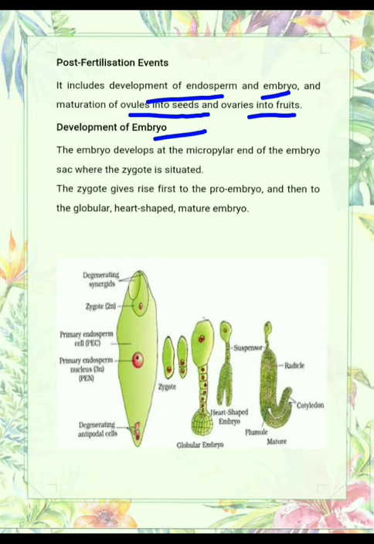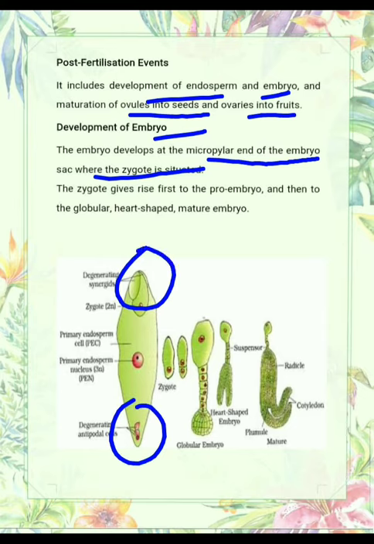Actually, the embryo develops at the micropylar end of the embryo sac where the zygote is situated. See in this diagram, this is the micropylar end, this is the chalazial end, and in this part, the primary endosperm nucleus and zygote are situated. So the development starts from the micropylar end. The zygote first gives rise to the proembryo and then to the globular, heart-shaped and mature embryo.